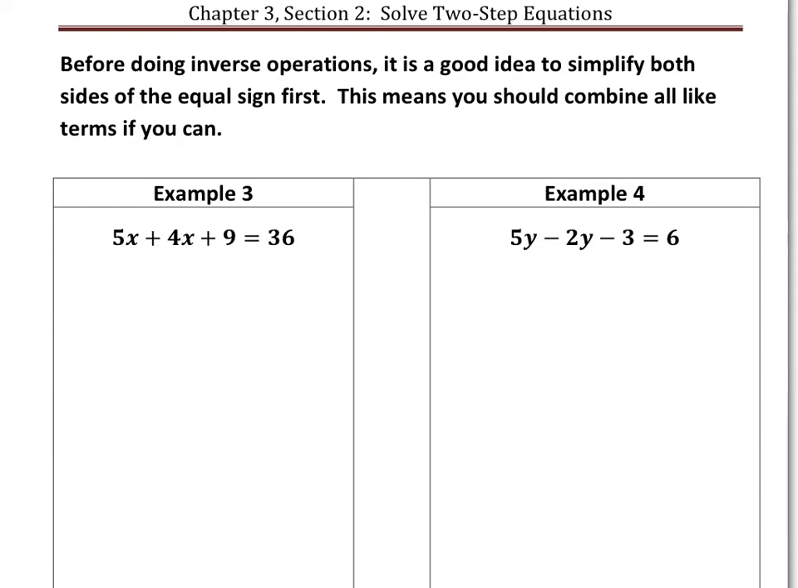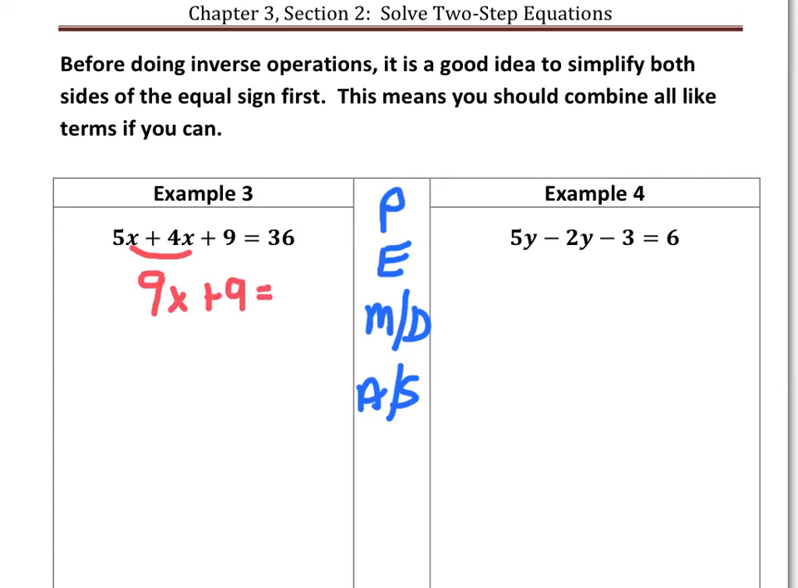All right, think again about order of operations. So I'm going to write that down. All right, let's look at this example here. We have 5x plus 4x plus 9 equals 36. Well, we see here on one side of the equal sign we have some like terms, 5x plus 4x. So it's a good idea to simplify that first before doing any inverse operations. 5x plus 4x is 9x.